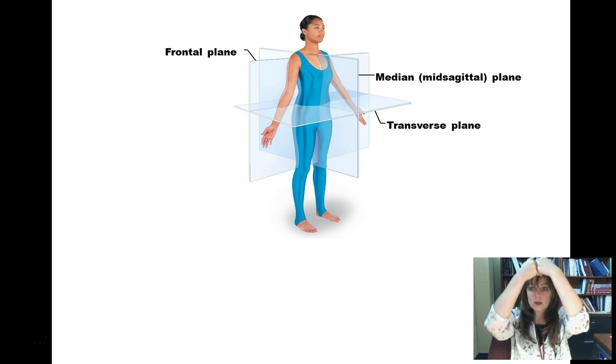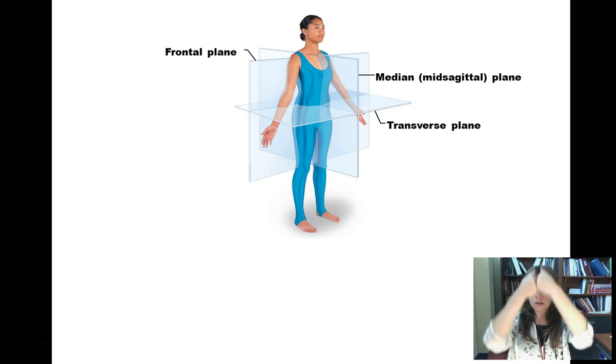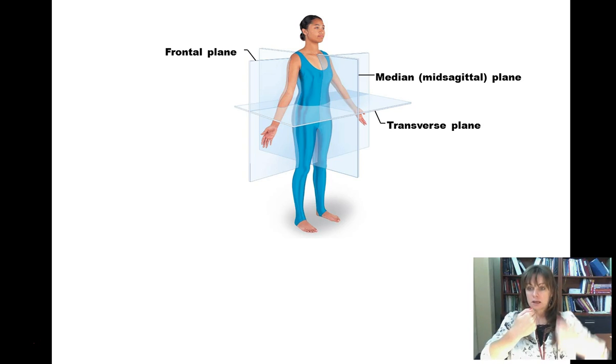Now median or mid-sagittal is directly down the middle. Now you can have a cut that is parallel, but it may be a little bit off-center. That would be called just sagittal, or sometimes parasagittal, P-A-R-A, sagittal. So median, mid-sagittal, directly down the middle, sagittal or parasagittal, off to the side.